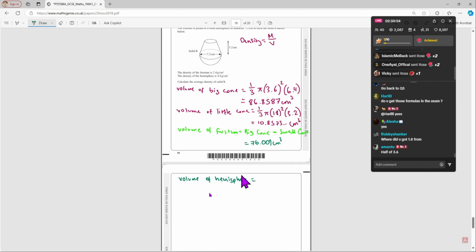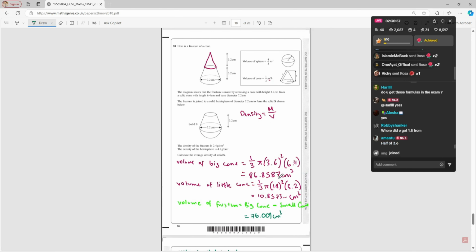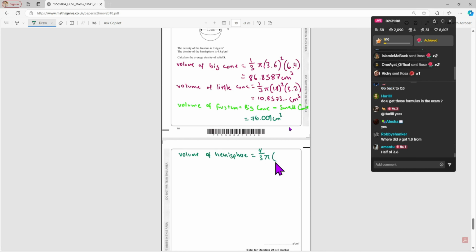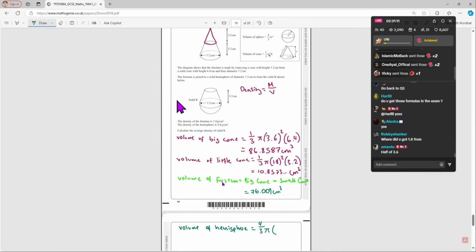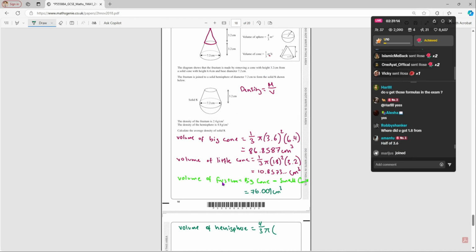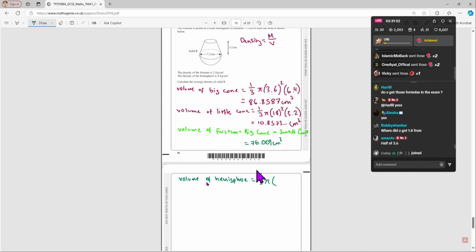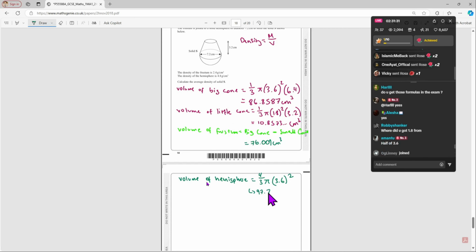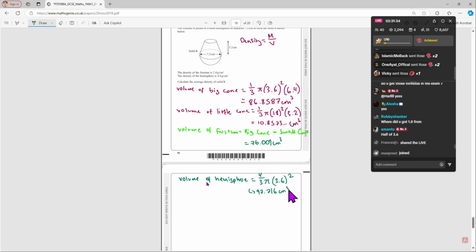The formula is going to be 4 over 3 pi r cubed. So 4 over 3 pi, and the radius over here is going to be 3.6, because the diameter is 7.2, meaning that our radius is going to be 3.6. We're going to put 3.6 over here cubed, and then you're going to get the volume of our hemisphere, which is 97.716 centimeters cubed.